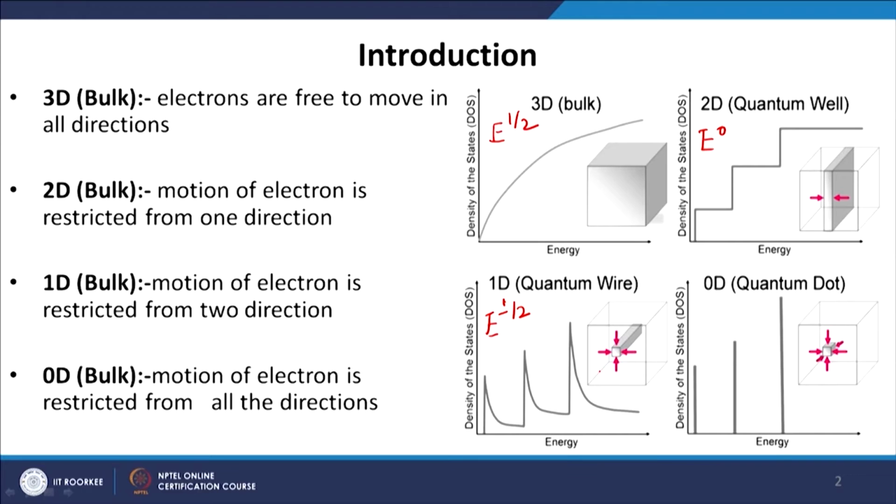Finally, we have a 0 dimensional material where the motion of electron is restricted in all directions, for example quantum dot. Now, in here the density of states is a delta function and which can take different values.